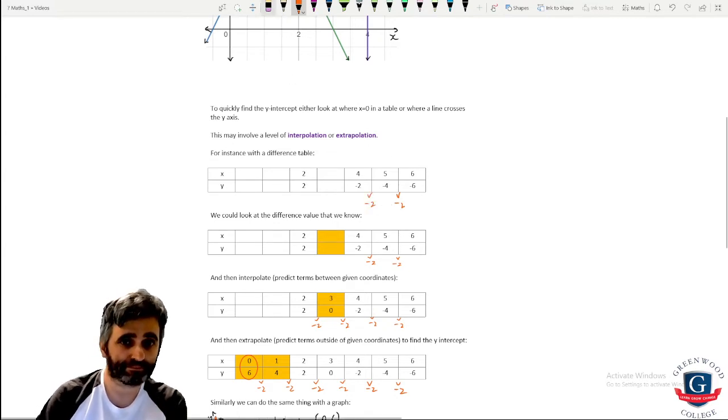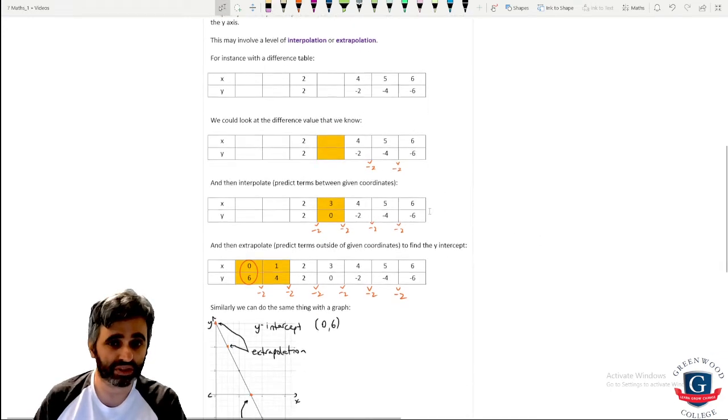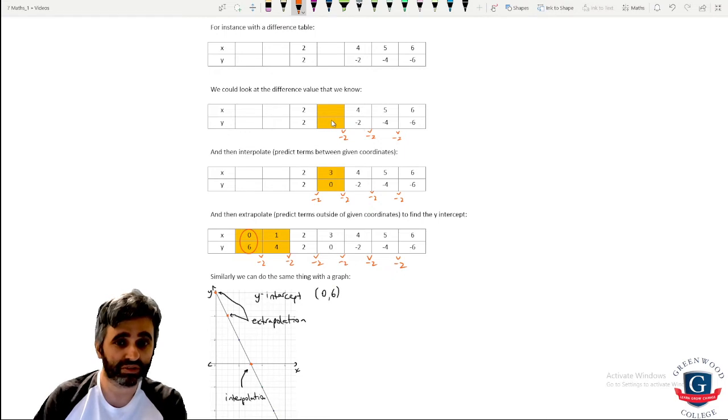Can you see that? So that will help us because then we can predict what the next one will be. So if this goes down by another 2 from -2, so it will go from 0 to -2.